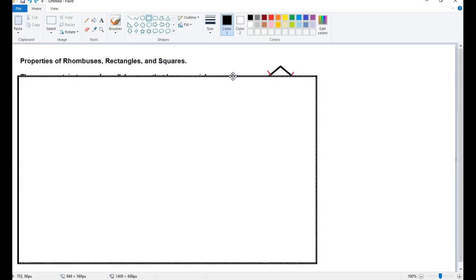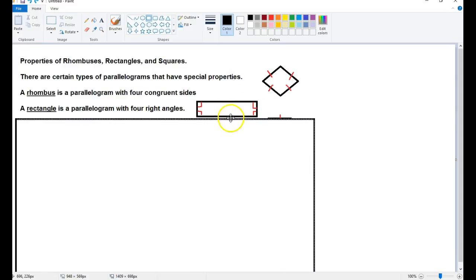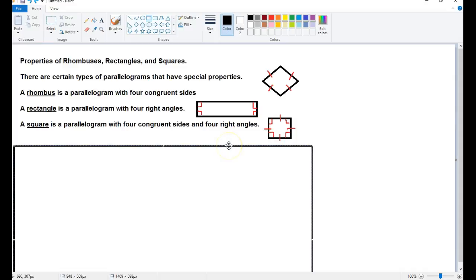Okay, so there are certain types of parallelograms that have special properties. These are the three main types we're going to be talking about today. A rhombus is a parallelogram with four congruent sides. All the sides are going to be congruent. That's the rhombus. The angles are not.